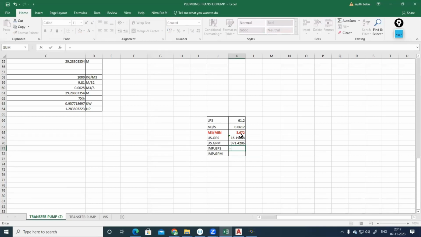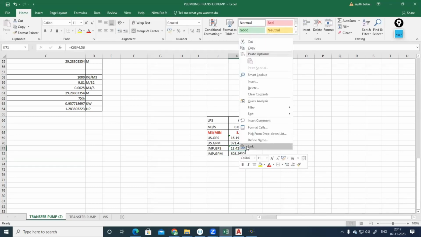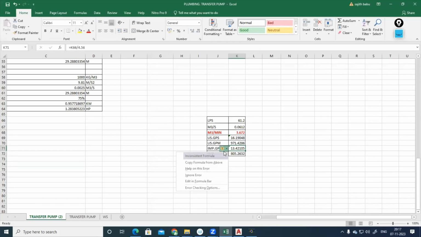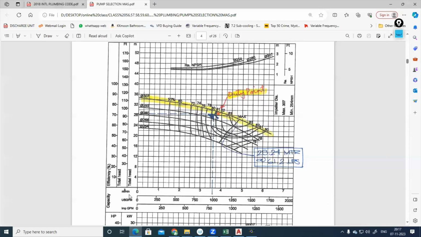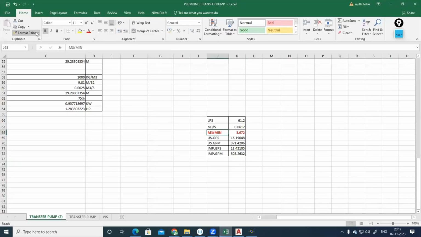1 imperial gallon is 4.56 liters. So liters per second divided by 4.56 gives imperial gallons per second. Imperial gallons per second multiplied by 60 gives imperial gallons per minute. Okay, fine. So in the chart we have meter cube per minute, US gallon per minute, and imperial gallon per minute. So we need the data in US gallons per minute and imperial gallons per minute.